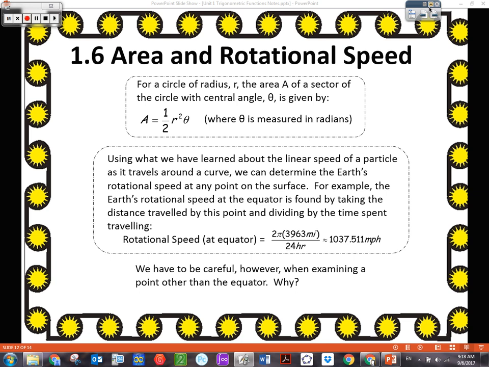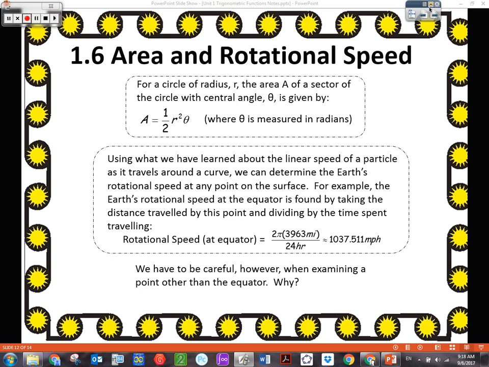We are accustomed to finding area of a sector. You would have done that in geometry, right? You would have found the area of the circle, determined what portion of the circle it was, and then multiplied by that. That's how we have found areas of sectors in the past. In pre-calculus, we actually have an alternative way to do that, another formula.